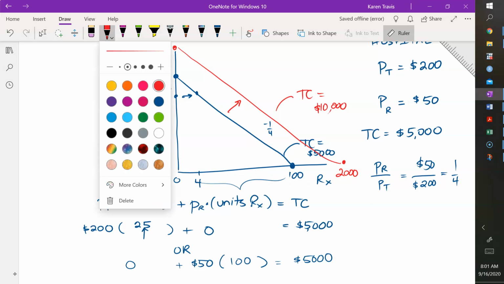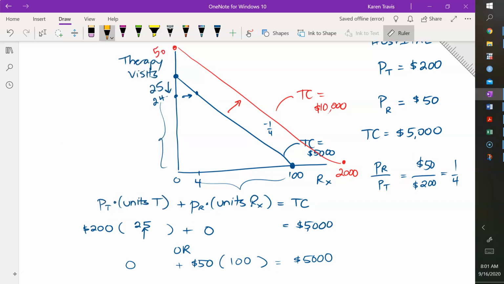And lower total cost, similarly, would just shift in.